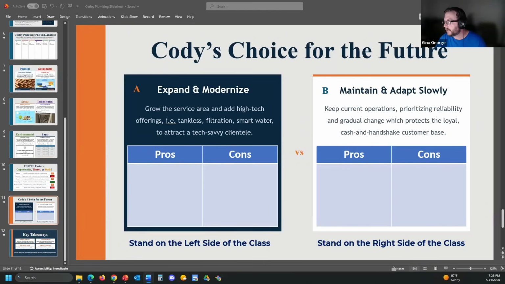In my mind, I was going to have you stand on the left side of the class and the right side of the class if we were together, but this is online, isn't it? So we're not going to stand up. But I want you to think, maybe type it in the chat. Should Cody go with A? Should Cody go with B? Well, what do you think he should do? Type it in the chat. I've talked too much. This will let us know if you've been paying attention.